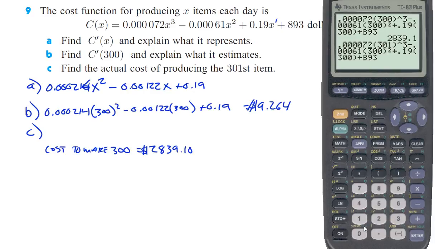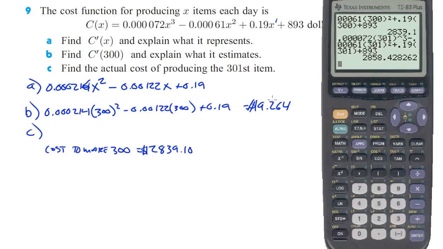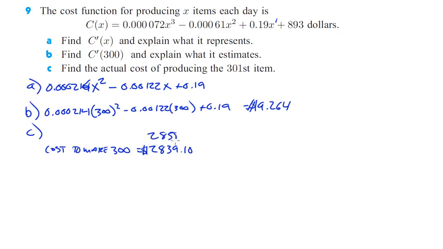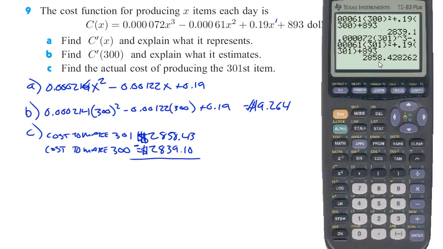Okay. And then we push enter there. So to make 301, it's 2858.43. So the cost to make 301 is that. Sorry, that's supposed to be a dollar sign. That's pretty bad. So what we need to do is figure out the difference between those two. So we just have to subtract those two from each other. Okay, so let's do that here.